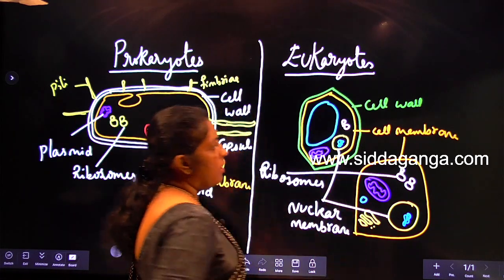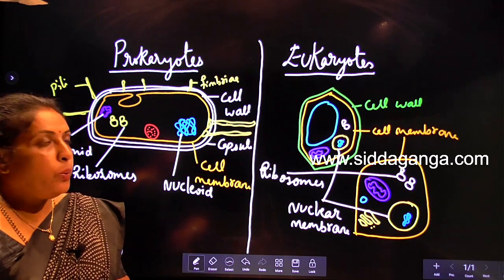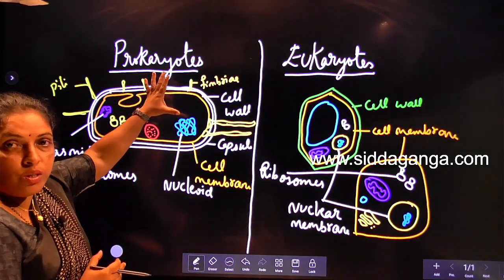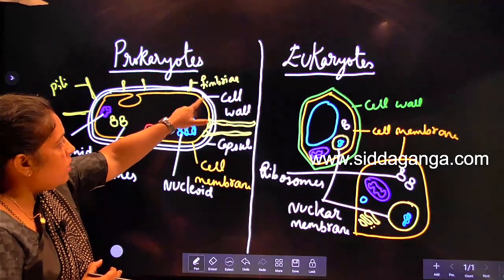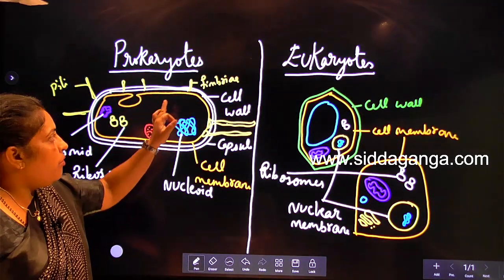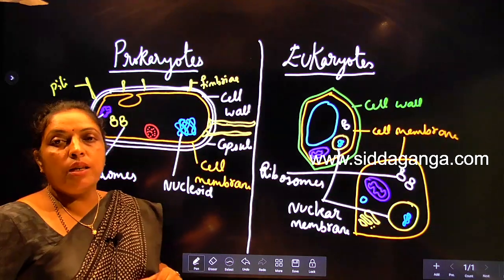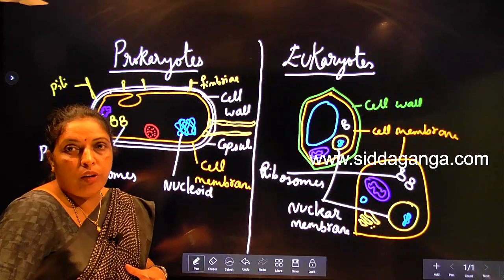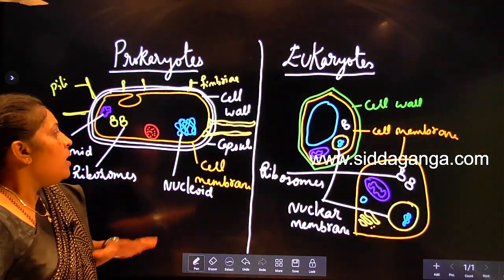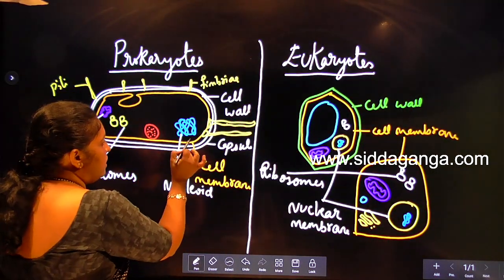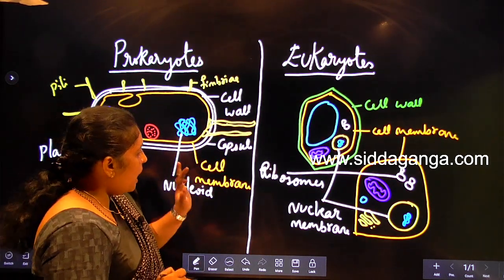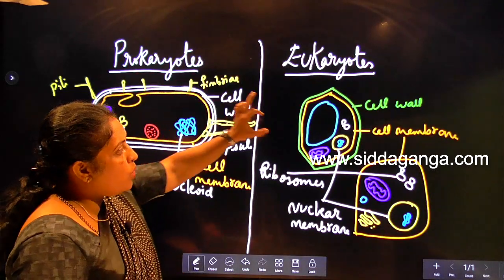Now we'll study the difference between prokaryotes and eukaryotes. In prokaryotes, the outer membrane is the cell wall. Understood? But a capsule may be present in some bacterial cells. In most prokaryotes, the outer membrane will be the cell wall. Inside that cell wall, we see a membrane called the cell membrane. So the cell wall is common to prokaryotes and plant cells.